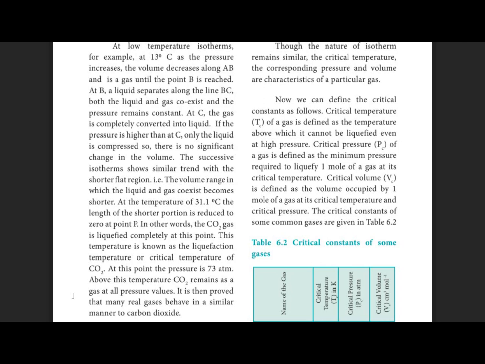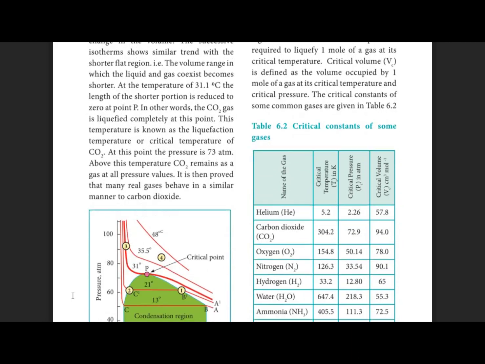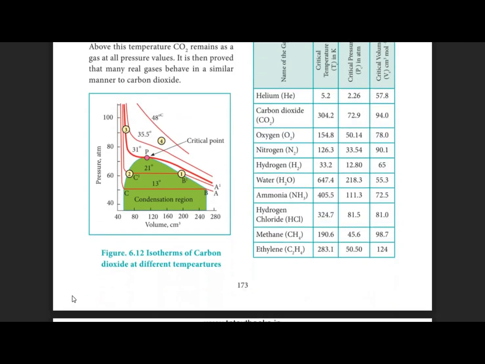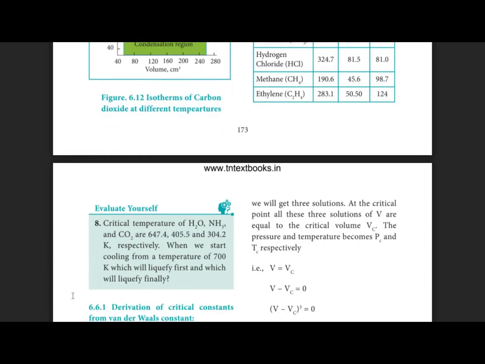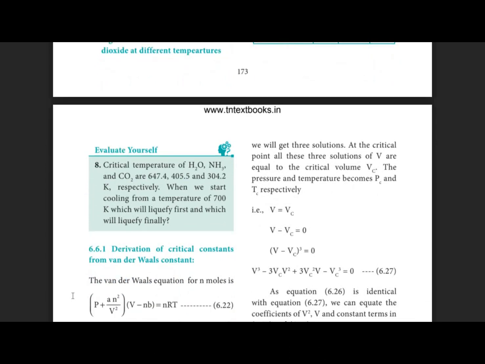The critical constants of some common gases are given in the following table. Evaluate yourself is given. Here the critical temperatures of hydrogen, ammonia and carbon dioxide are given. When we start cooling from a temperature of 700 Kelvin, which will liquefy first and which will liquefy finally? Using this table, you can find out the answer.